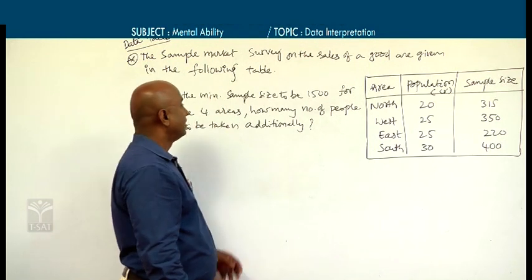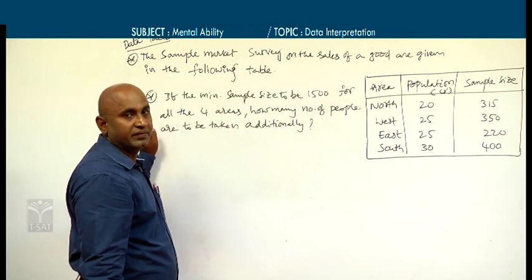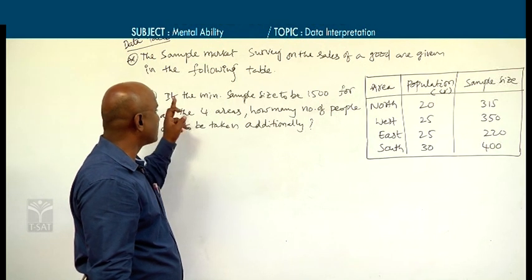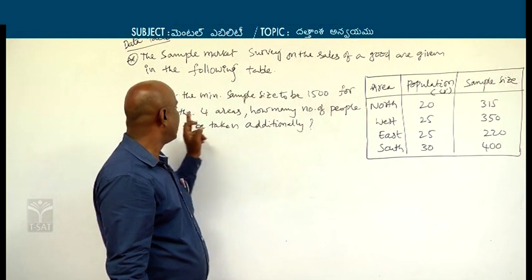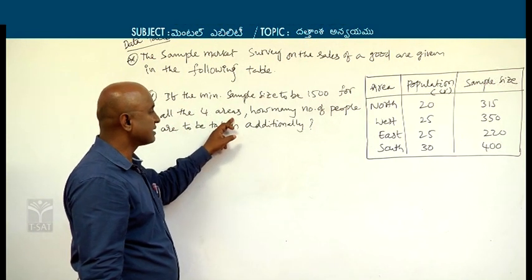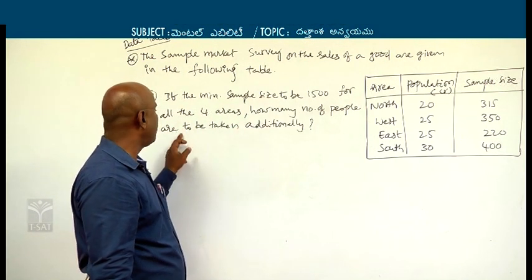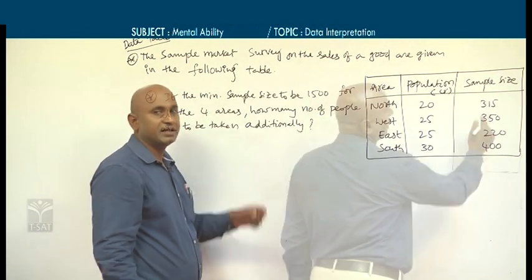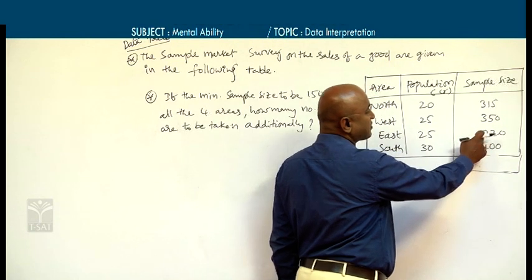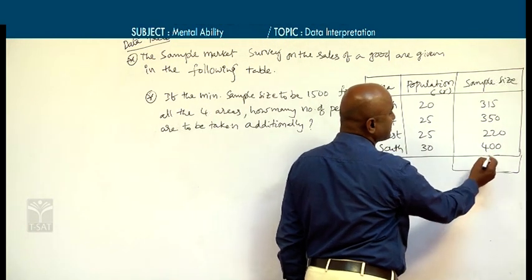And the first question with respect to this table is as follows. If the minimum sample size is to be 1500 for all the 4 areas, how many people are to be added or taken additionally? 315 plus 350 plus 220 plus 400. What is the sum of the sample?